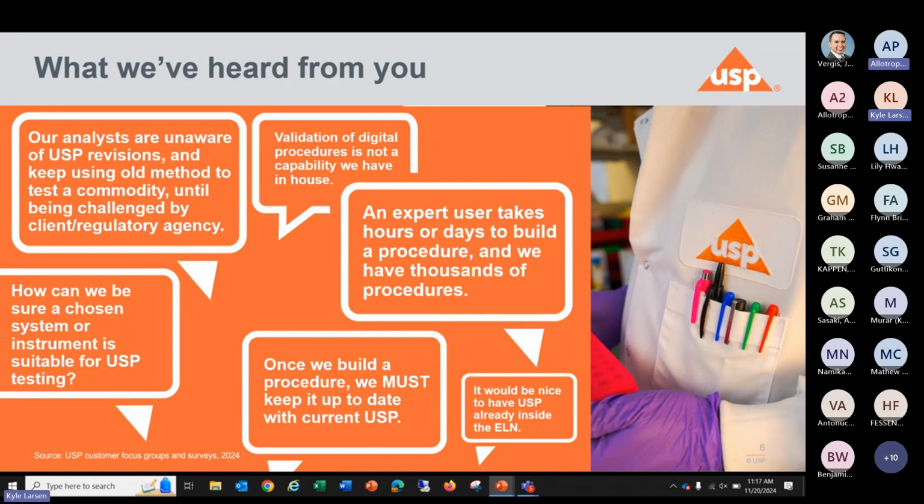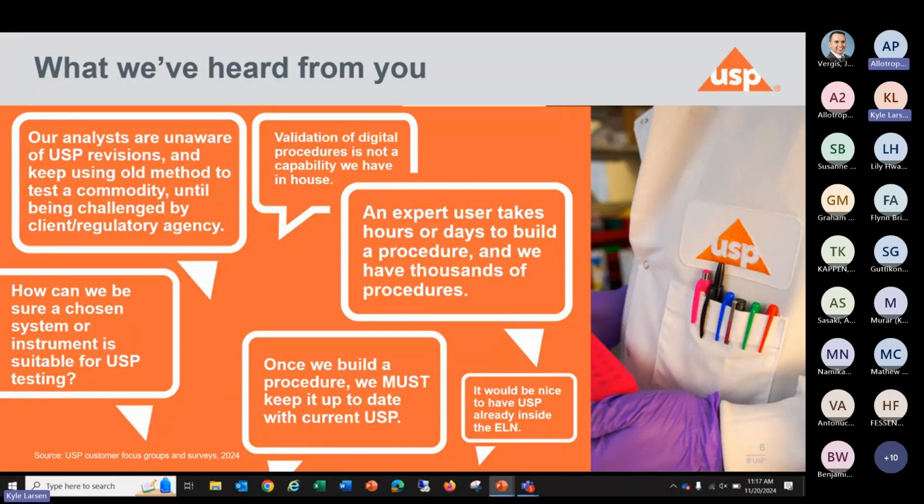We don't have enough resources to build out the potential 4,000 monographs that are in USP and 6 or 8 tests that are in each monograph. That is tens of thousands of tests that we would have to build. We can't validate it. What happens when you change it? How do we keep it up to date?